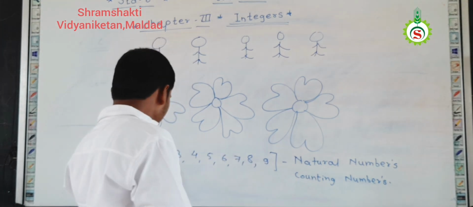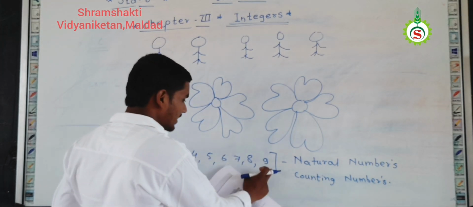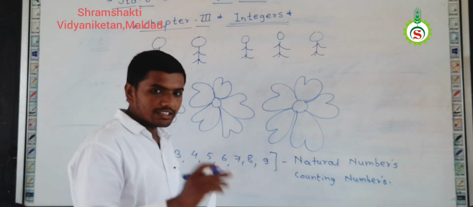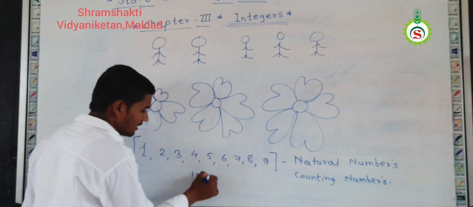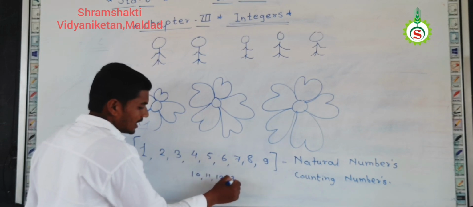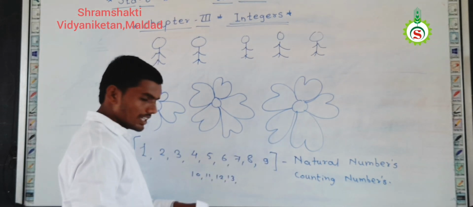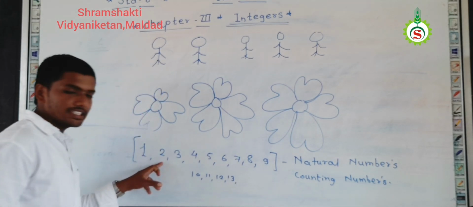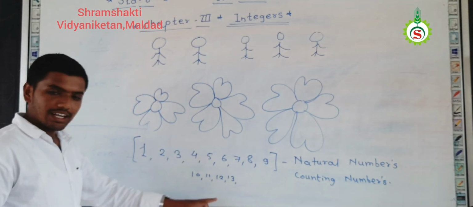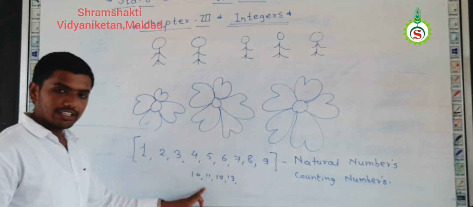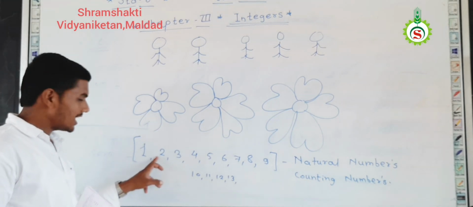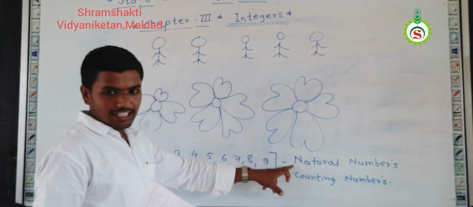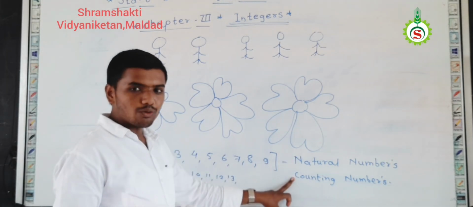From these digits, from 1 to 9, we derive the next numbers, that means 10, 11, 12, 13 and so on. Any next number we can derive from these single digits. These are single-digit numbers, and from 10 there will be the second digit. So these numbers are available naturally. That's why we call them natural numbers, or counting numbers.